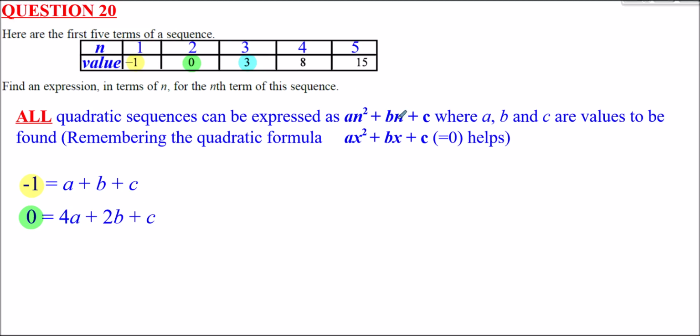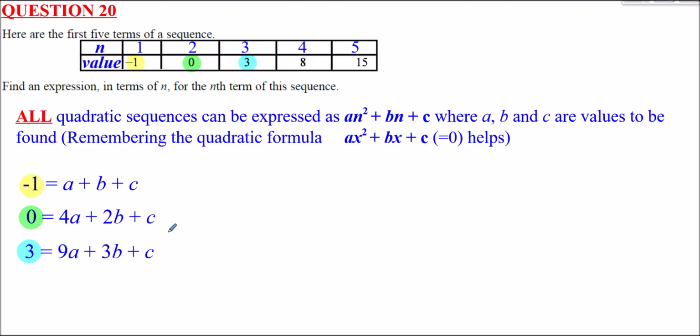Then plus b times 2, 2b, and always just that plus c. The next one, for the third term, is 3, so the final line is 3 equals 9a plus 3b plus c. It's 9a because the an squared is a times 3 squared, because n is 3, and 3 squared is 9. B times 3, hence 3b, and always that plus c.